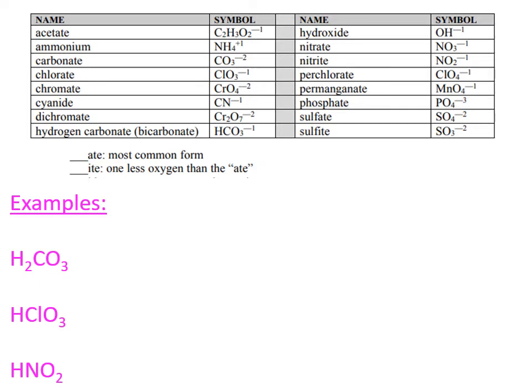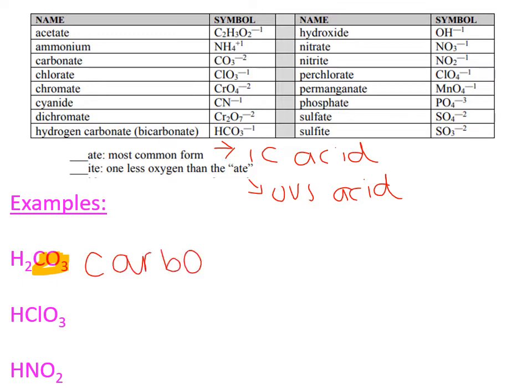So if we were to name these. Now, again, the polyatomic that ends in ate becomes ic acid. The polyatomic that ends in ite becomes ous acid, OUS. So H2CO3. Looking at that formula, CO3, that is carbonate. And so it will become carbonic acid.